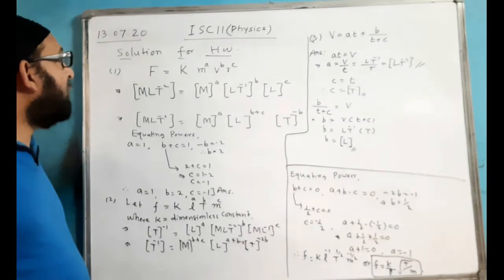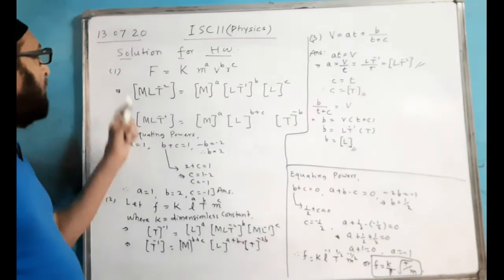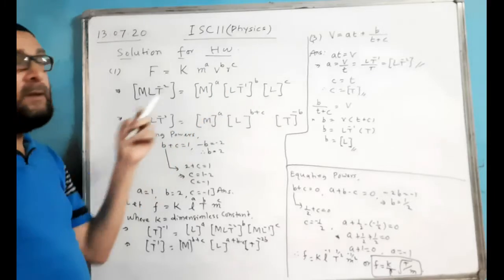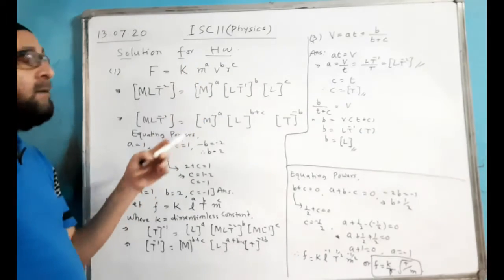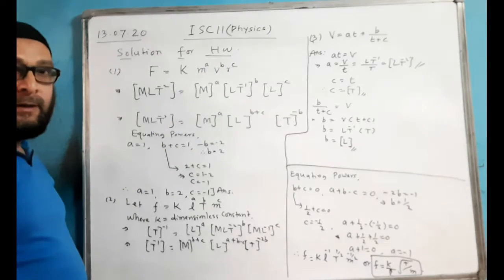Students, see the solution for the homeworks which I had given to you last time. This was question number 1. F is equal to K, M to the power A, V to the power B, R to the power C. We have to find the value of A, B, C. So we'll be writing the dimension of the left-hand side and the dimension of the right-hand side.